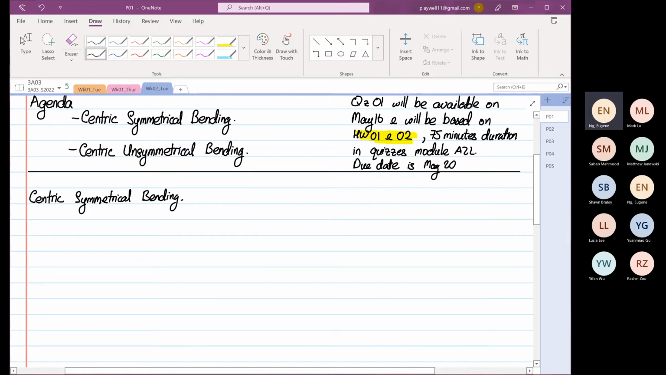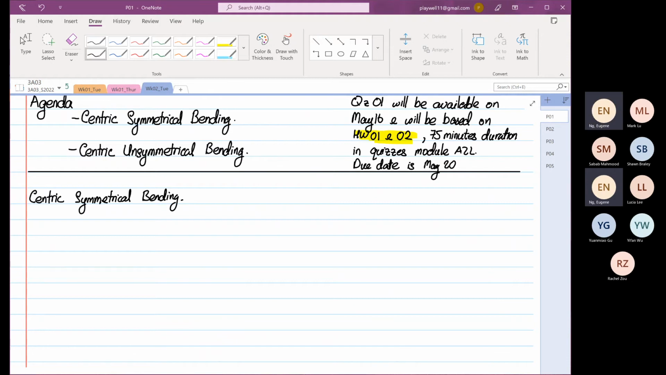So now, why do we say that a structure is under centric symmetrical bending? Under centric symmetrical bending, we are aware that the formula to use is stress in the x direction equals Mz over Izz multiplied by y, and usually we have a negative sign in front.